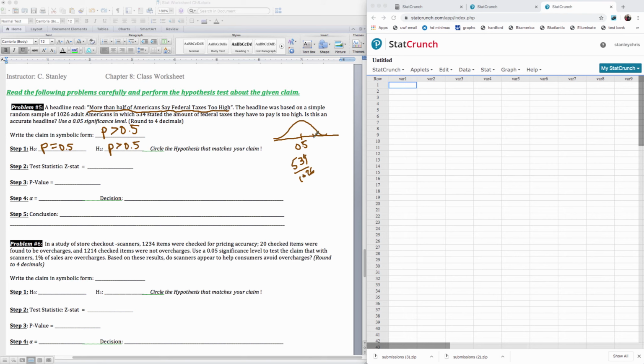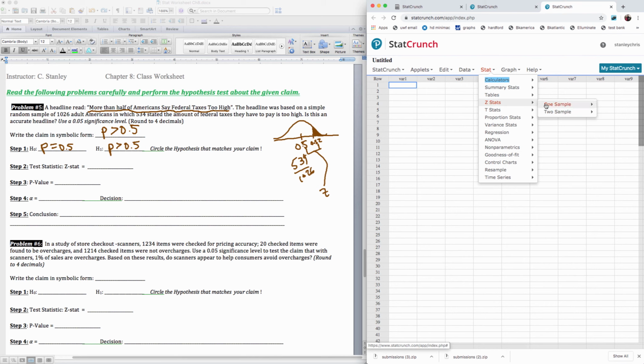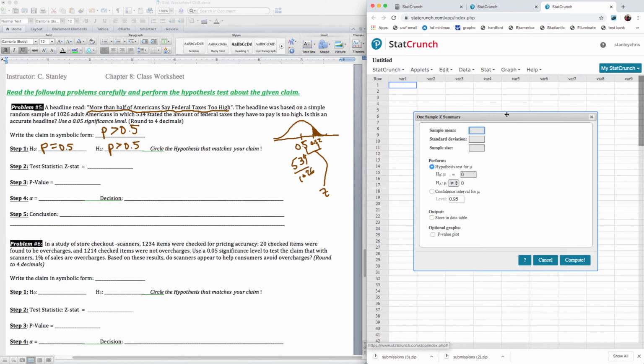So that 52% sits somewhere over here. The test statistic that we're about to find is basically how many z-scores this 0.52 is away from this 0.5. And then the p-value is going to be that shaded area right there, because it's a right-tailed test. We can do this using StatCrunch, doing a z-stat, one sample. We don't have the data. The data would be yes, no, yes. We don't have that. We have a summary.